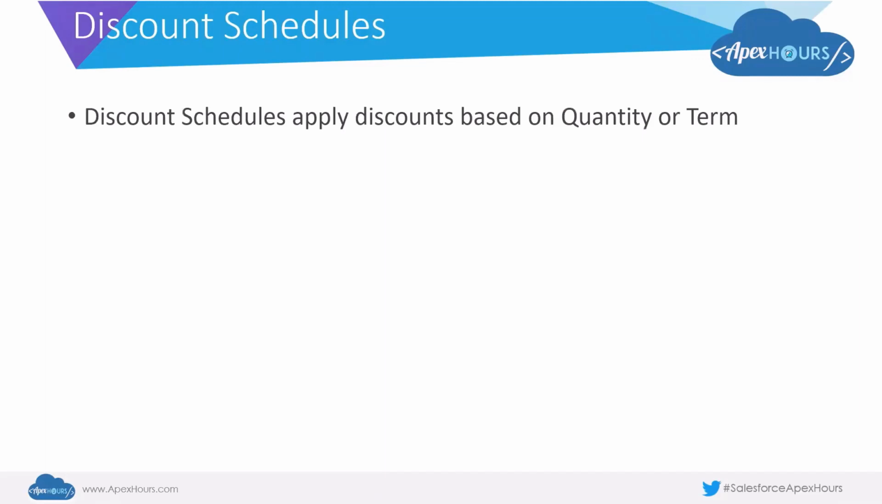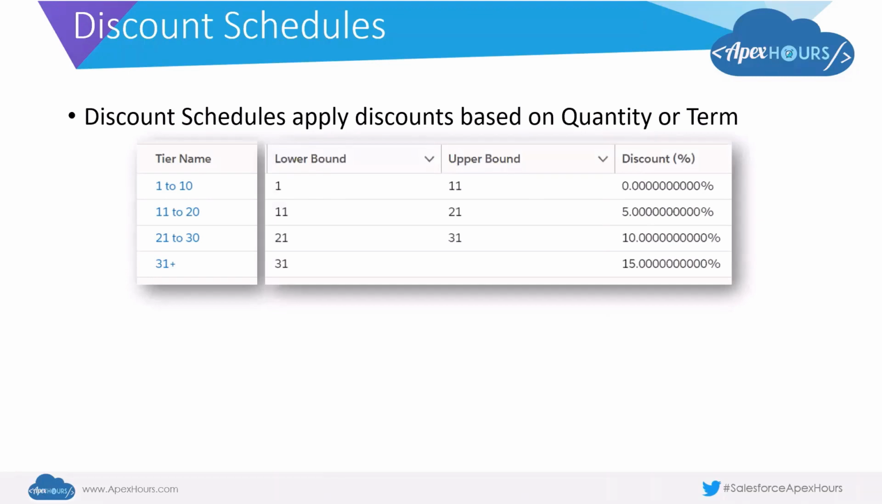Discount schedules allow you to apply discounts based on the quantity or term of a quote line. So if a customer purchases a larger number of units or they subscribe for a larger duration, you can build in automation where discounts are automatically applied. The typical structure of a discount schedule involves defining specific tiers. So you need to give specific tier names. Ideally, you want to keep them representative of what they stand for. So in this example, if we have a tier from 1 to 10, we would define the lower bound and the upper bound, and then show what would be the applicable discount for that particular tier.